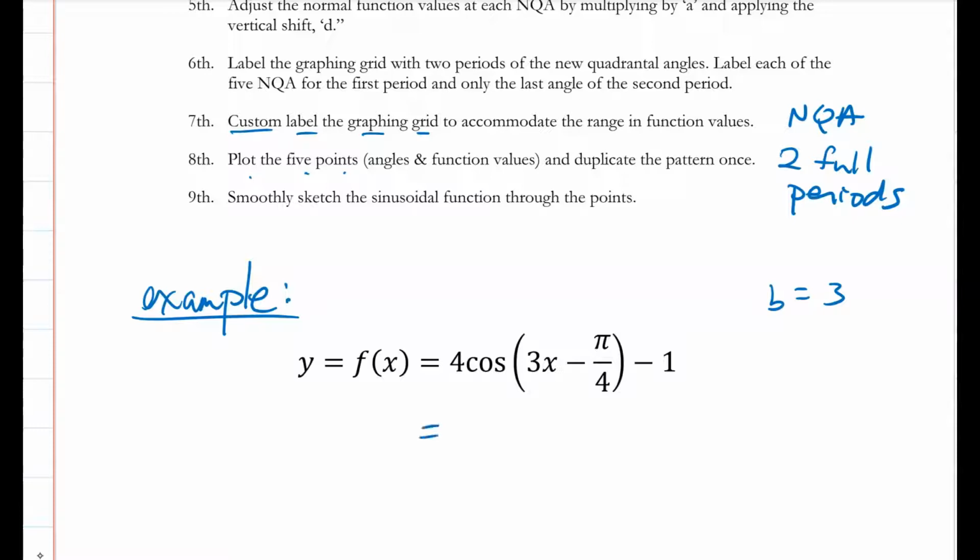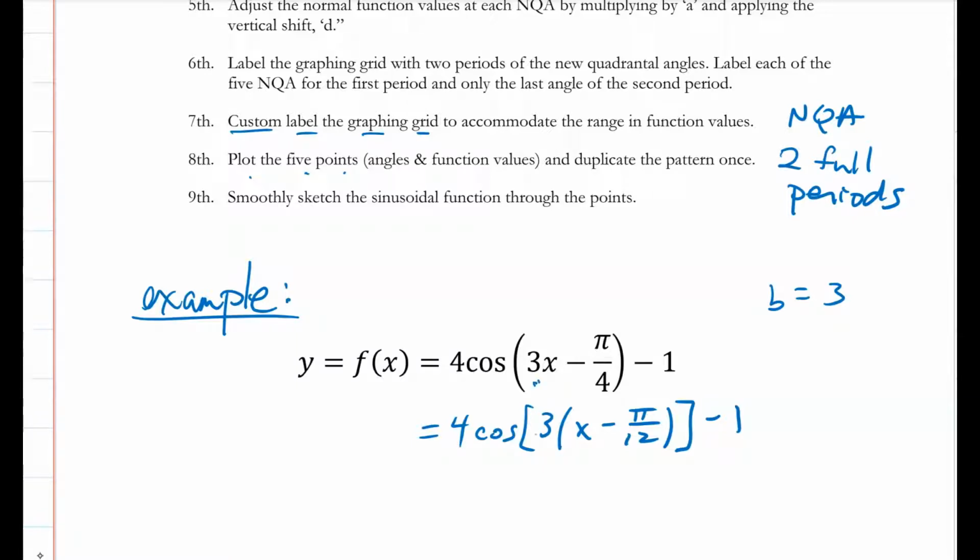So what I like to do, and this is what I'd like to see you guys do, is rewrite this, factor the 3 off the x, and factor the 3 out of the pi over the 4. And when we do this, we get 4 cosine of 3 times x minus pi over 12 in parentheses, minus 1. Now, if you're not sure if you did this right, you can always distribute the 3 back in to see if you get back to where you started.